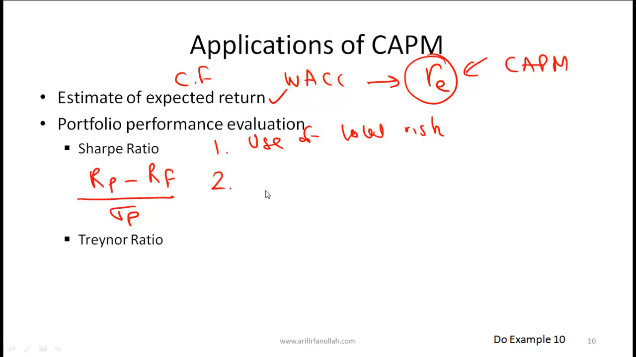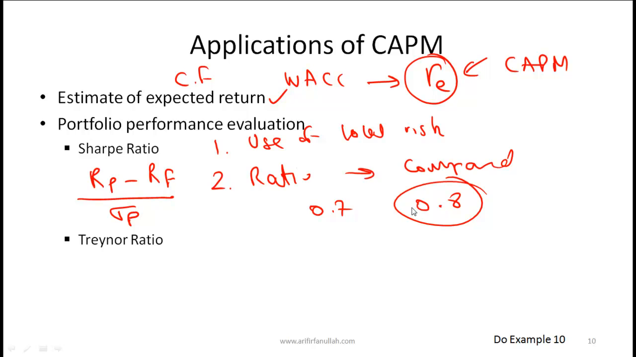Another issue here is that we are simply coming up with a ratio, and this has to be compared with other ratios to see which portfolio is better. And even when you compare, say one portfolio gives us a ratio of 0.7, another gives us a ratio of 0.8. Clearly this one is better, but a 0.1 difference doesn't tell us how much better. So those are the few issues with the Sharpe ratio.